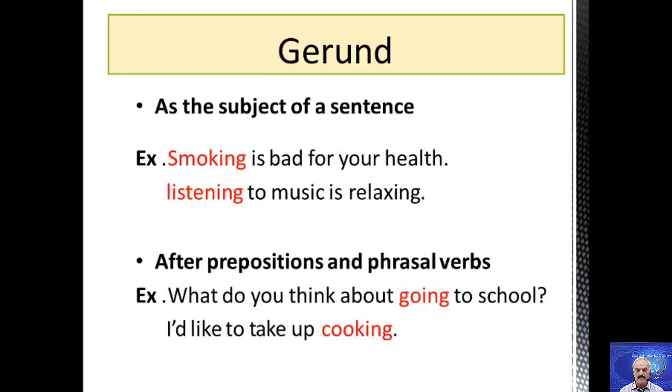Let's move to gerund. Gerund, as I said before, is no more than a verb plus ing as the subject of a sentence. We start with a gerund at the beginning of a sentence. For example, smoking is bad for your health. We started with smoking. Listening to your teacher is very beneficial.